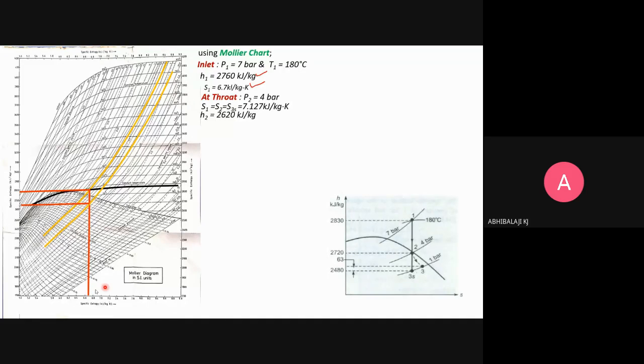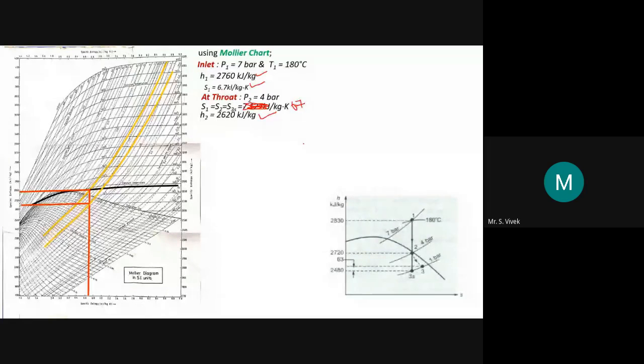26 something, sir. Okay, 26. So I'm going to keep it as 2620, right? And S1 is actually 6.7. This is not the right value. S1 is equal to S2 is equal to 6.7.